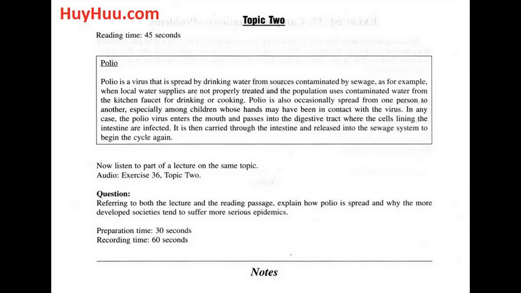Now read the passage about polio. You have 45 seconds to complete it. Please begin reading now.